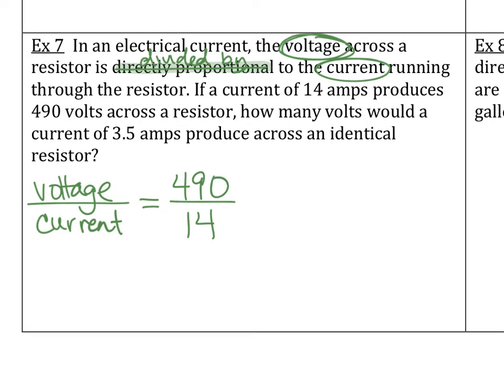Very nice. Okay, we keep reading to hear that it says, how many volts would a current of 3.5 amps produce across an identical resistor?